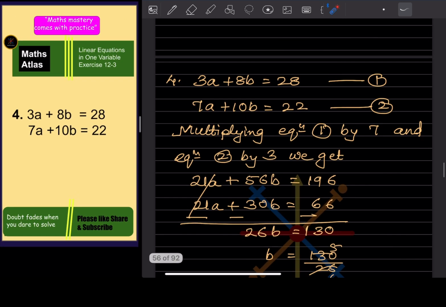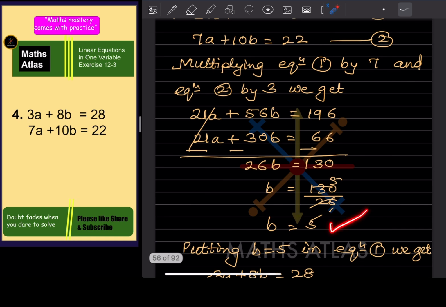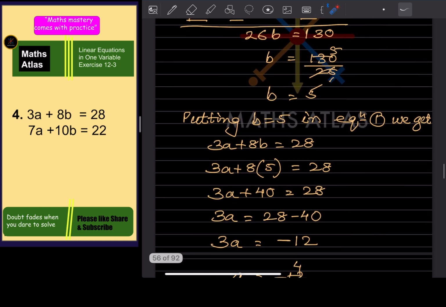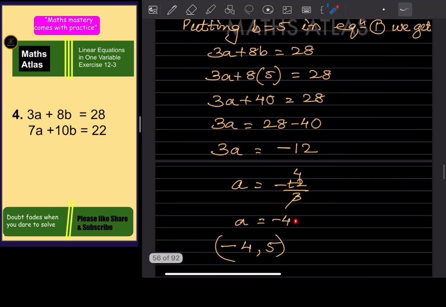Same here as 1 and 2. The steps are given, but the coefficients are different. So this should be multiplied by 7 and this should be multiplied by 3. So this is the same, 21a. So the value of b is 5. Putting the value of b as 5 in equation number 1, we get a value as minus 4 and b as 5. So this is the a value and this is the b value. So minus 4 and 5.